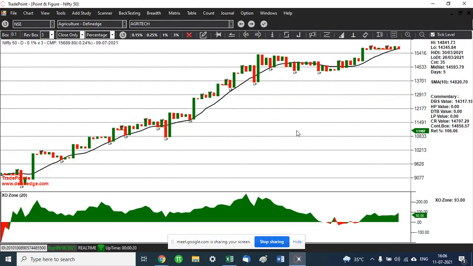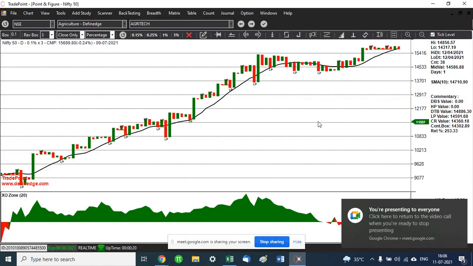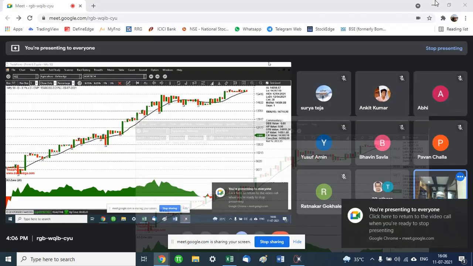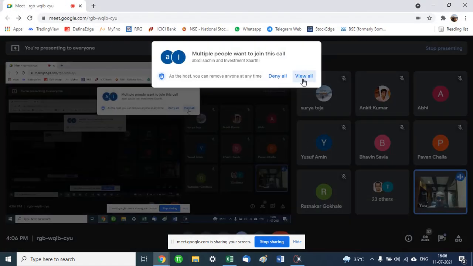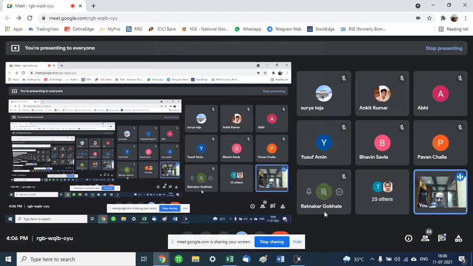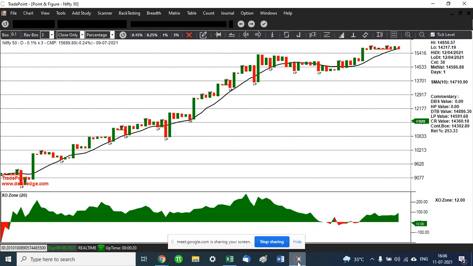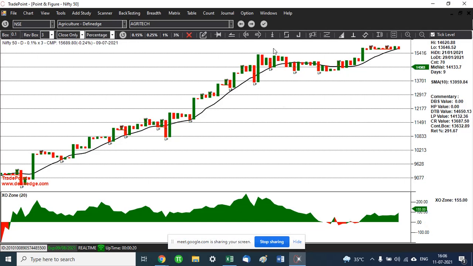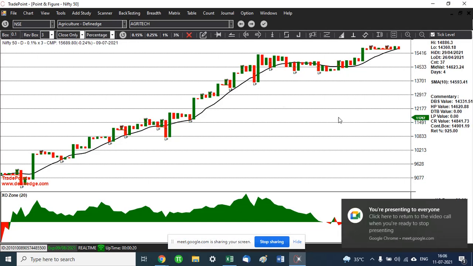We are going to use TradePoint to delve into point and figure. This is my favorite software for point and figure, and not just point and figure. It has a lot of other features, scanning mechanisms, etc. So we'll go into all of that, and we'll discuss a lot of these topics today. Okay, so this is a Nifty chart. First thing, let me talk about the box values for point and figure.